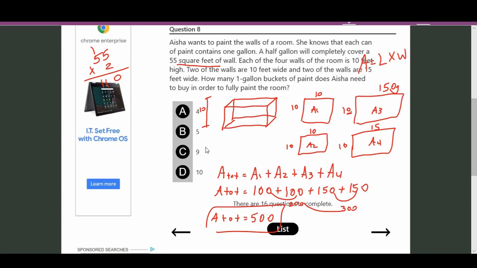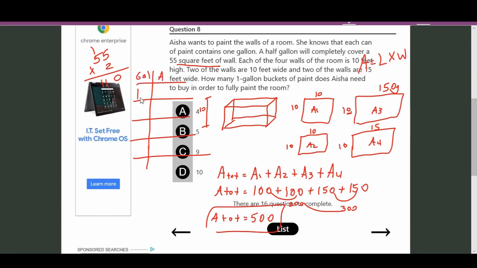Now, you can do 500 divided by 110 to figure out how many gallons of paint you would need, but it's also easier to do this one mentally. Let me show you, so that you can get accustomed to trying to figure out what the quickest way to solve these problems is. So this is gallons, and this is area.